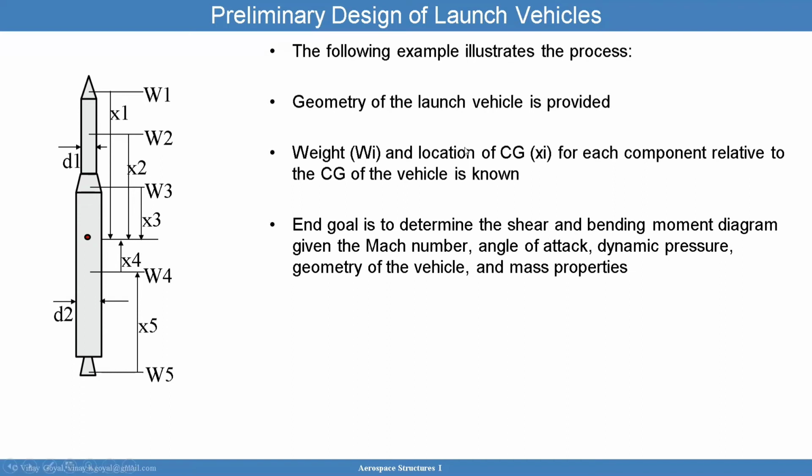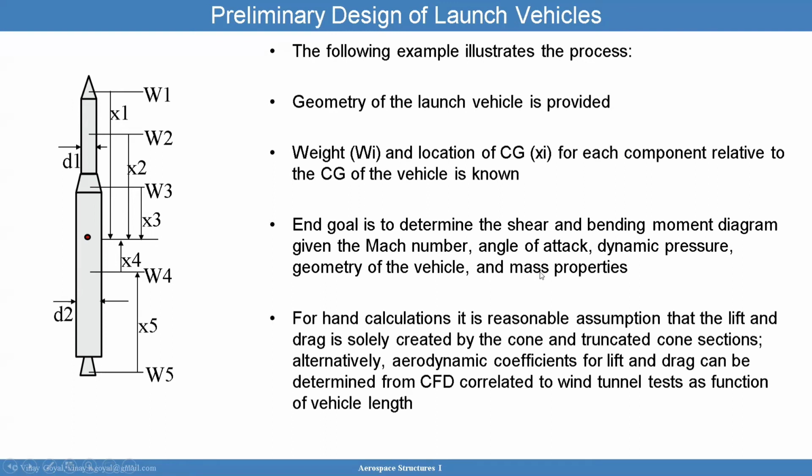And so the weight and CG location for each component relative to the CG of the vehicle is known. So let's say this is the CG, the red dot. And the end goal is to determine the shear and bending moment diagram given the Mach number, angle of attack, dynamic pressure, and geometry of the vehicle. Mass properties can also play a role.